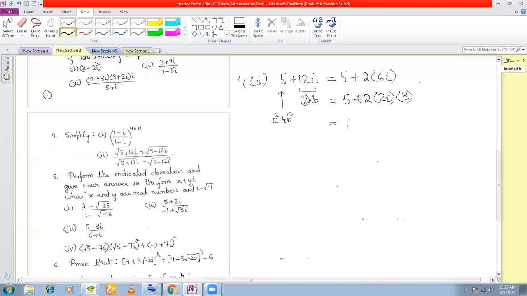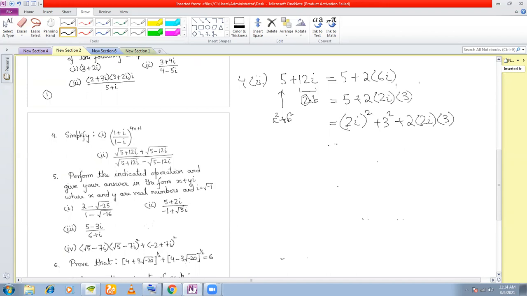So now see what happens. This becomes 2i whole square plus 3 square plus 2 into 2i into 3. Yes, now see, I'm getting 4i square plus 9 plus 2 into 3i into 3. Now will this be equal to 5? 9 minus 4 is equal to 5, right? Yes, sir. That means we'll accept this form.